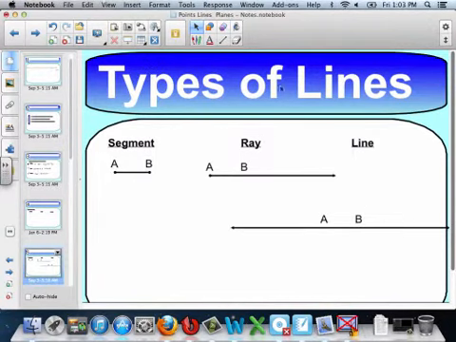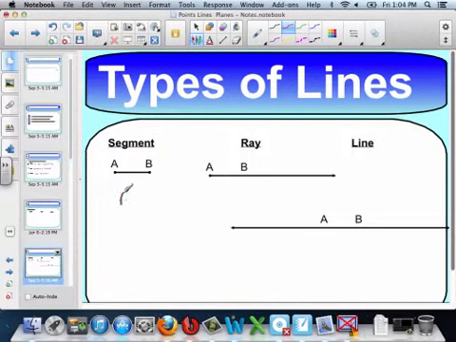Okay, so we call this segment AB. We represent that with the two letters going from A to B, starting at A, ending at B, and it's a straight bar on top. That means segment AB. The straight bar on top means segment AB.